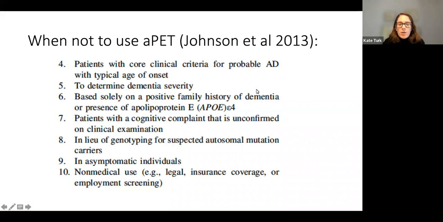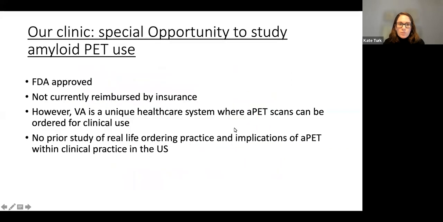And these studies are not helpful to screen when there's a positive family history of dementia or the presence of ApoE4 that the patient is concerned about. If the cognitive complaint is unconfirmed by neuropsychological testing or exam, the next best step is not to order these scans. They're not useful in place of genotyping, and not typically useful in asymptomatic individuals. Finally, we don't want to use them in legal, insurance coverage, or employment screening issues.